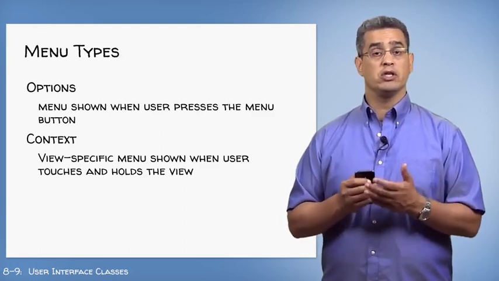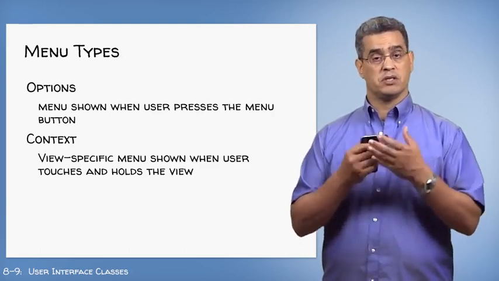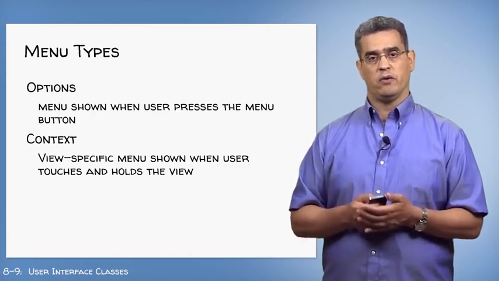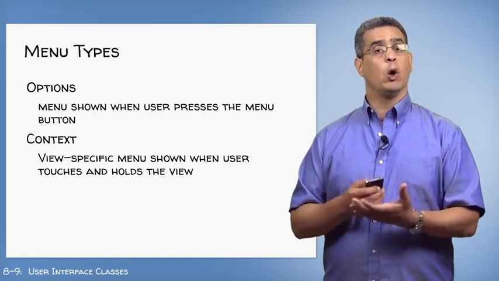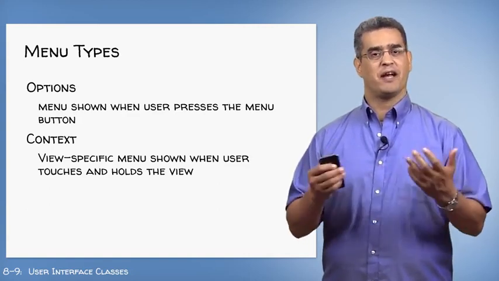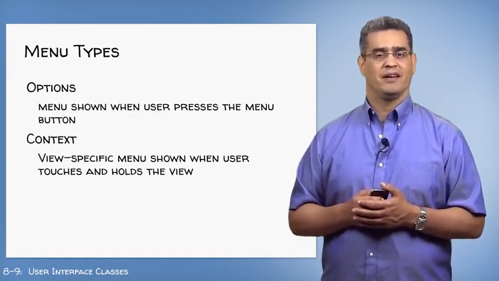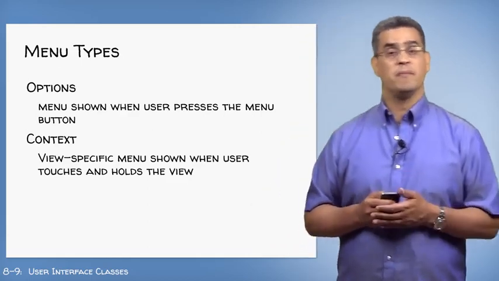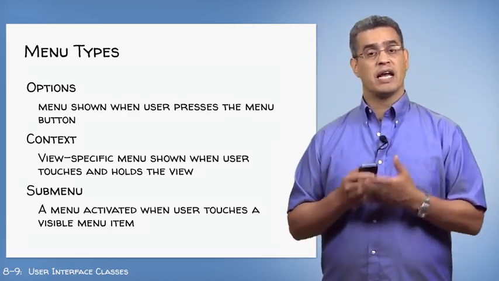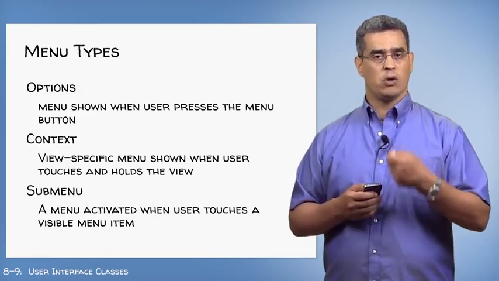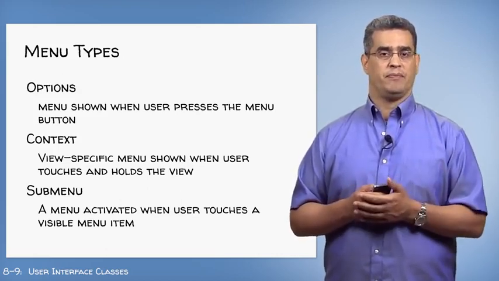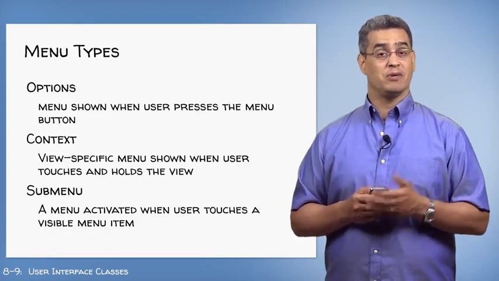Context menus are usually used for operating on the specific data held in the view, while option menus and submenus tend to be for global operations that affect the whole application. And third, there are submenus. And these are secondary menus that are only activated when the user touches an already visible menu item. Let's look at some examples of these.